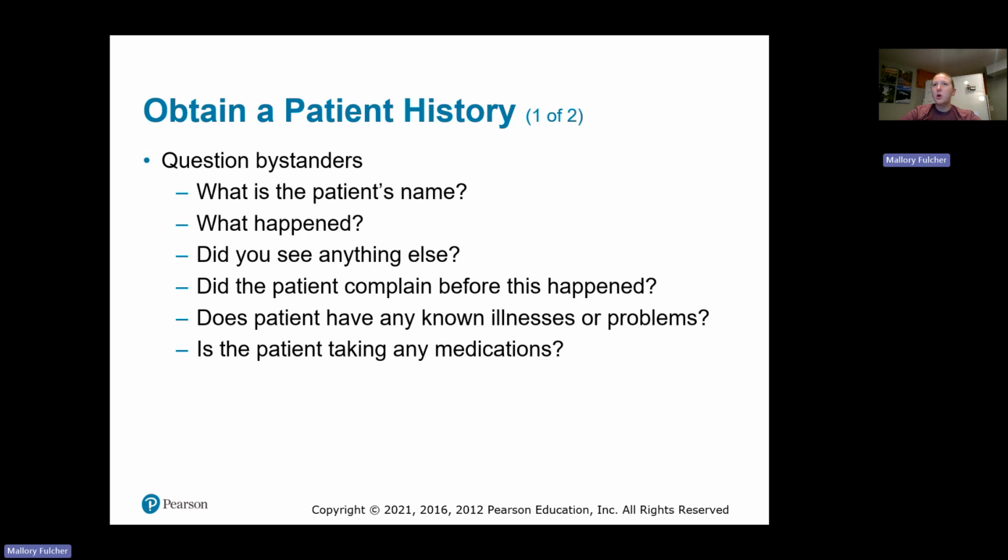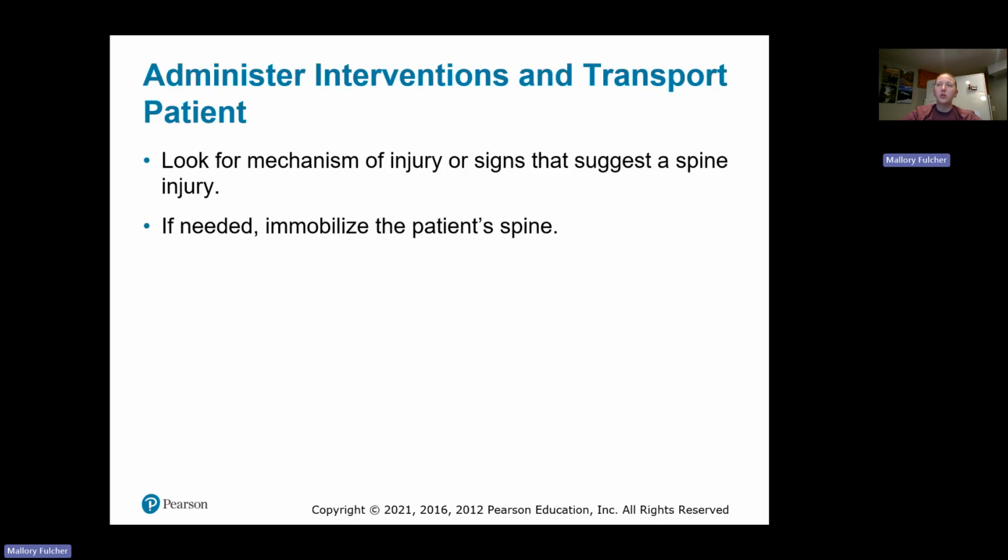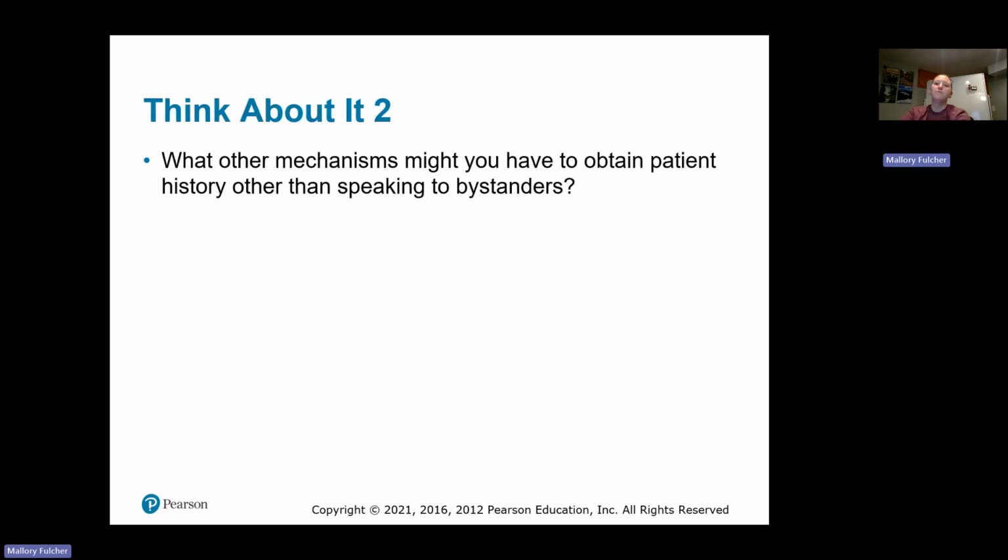So obtaining histories, we want to know things like patient's name, what happened, did you see anything, if we're asking bystanders, did the patient complain of anything before it happened, do you know if they take any medications or have any medical problems. We're going to look for evidence of spinal problems, things that might suggest that there's an injury to the spinal cord or column.